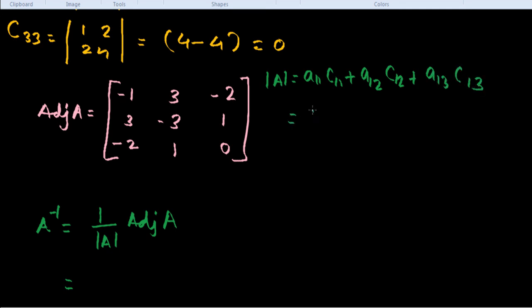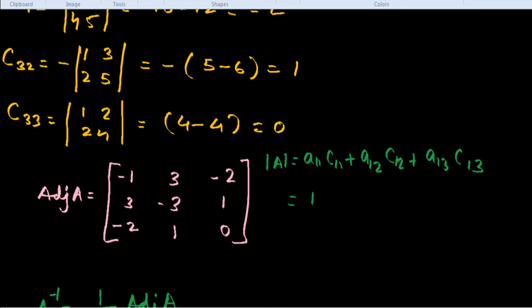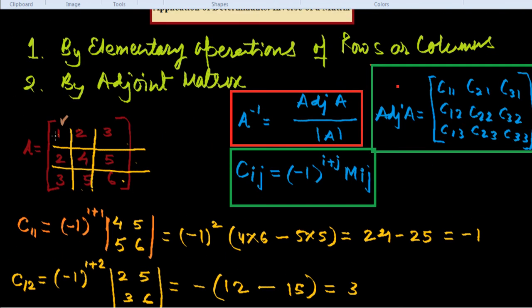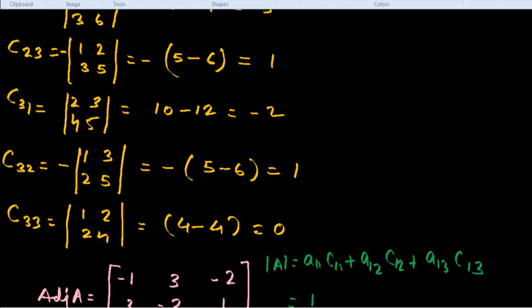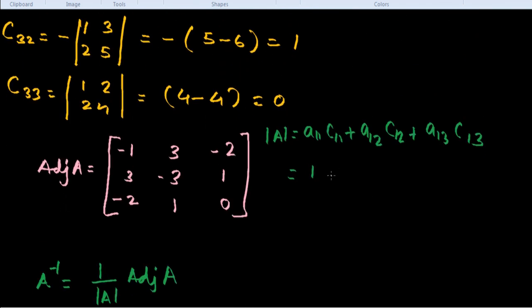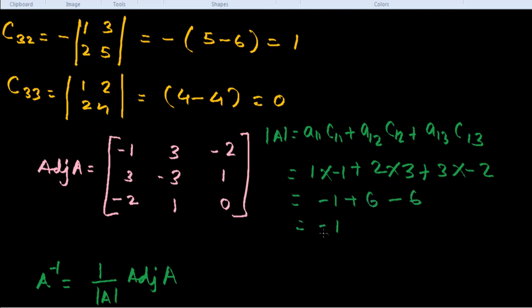We know that here A11 is 1, A12 is 2, A13 is 3, and C11 is minus 1. A12 is 2, as we have seen there, and C12 is 3. A13 is 3 and C13 is minus 2, so we get minus 1 plus 6 minus 6, which gives minus 1. So the determinant of A is minus 1.